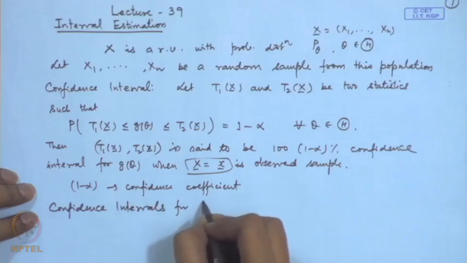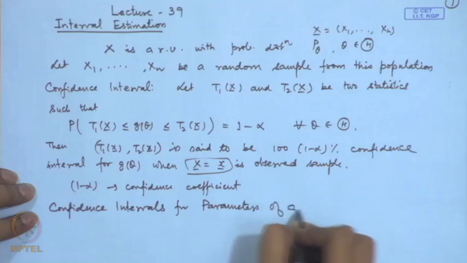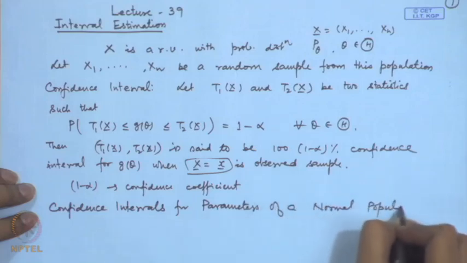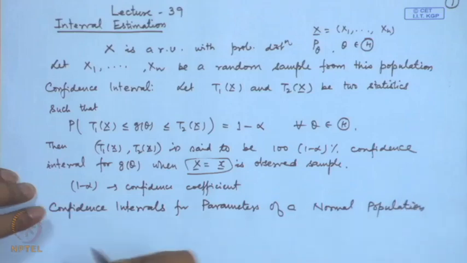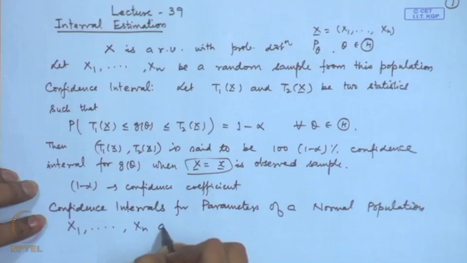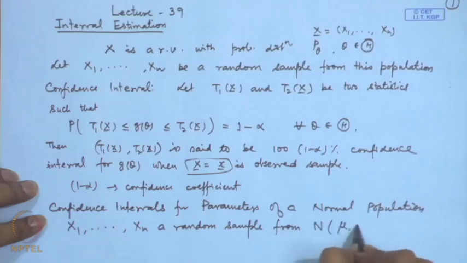So, let us consider confidence intervals for parameters of a normal population. So, we have X1, X2, ..., Xn, a random sample from a normal(mu, sigma square) distribution.